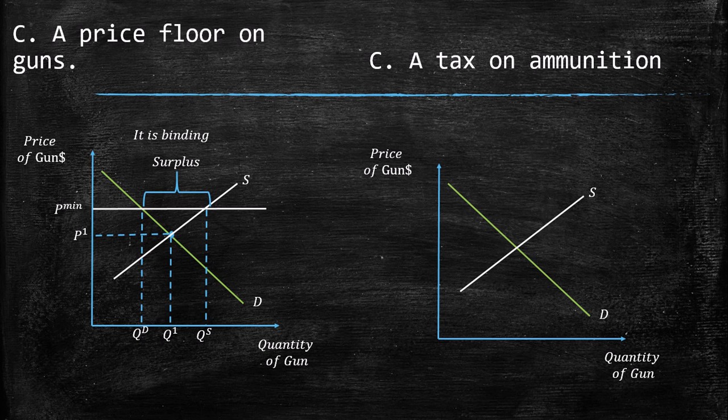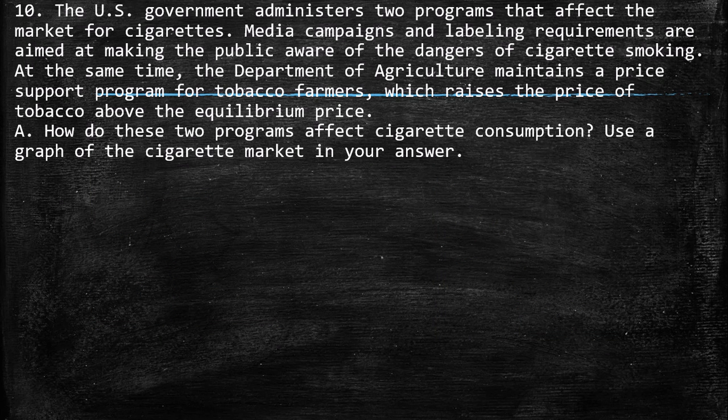The quantity of guns we have here. In this case, the tax on ammunition. Remember, ammunition could be a complement of this good. So when there is a tax on the complement, there's going to be a decrease in the consumption of ammunition. Because they are complements, you don't need guns without ammunition. So the demand for guns is going to shift down. In this case, it's going to be a decrease in prices and a decrease in quantities. Okay, the next point.